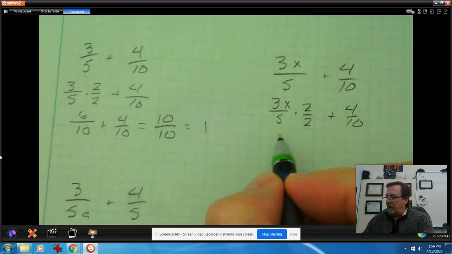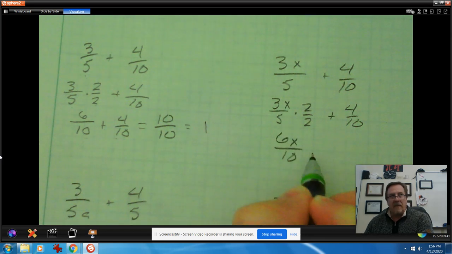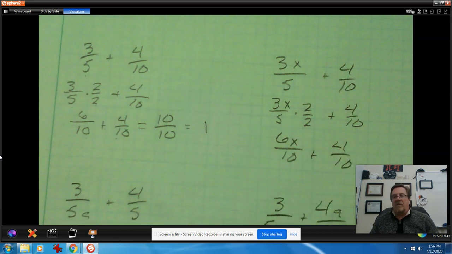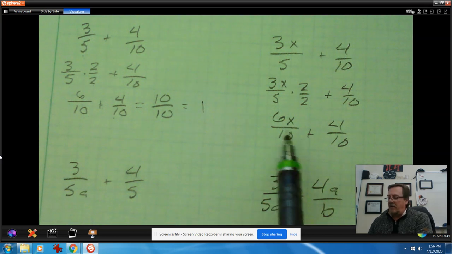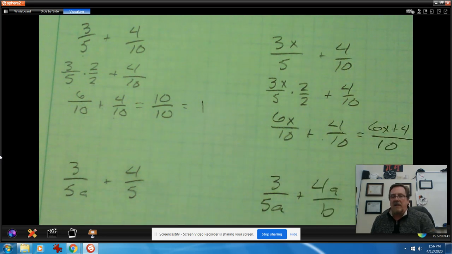So let's go ahead and multiply. We're going to get 6x over 10, still plus our 4 over 10. Now that we have the same denominator, we can just add the numerators. So 6x plus 4 is going to be on the top. And our denominator stays the same.